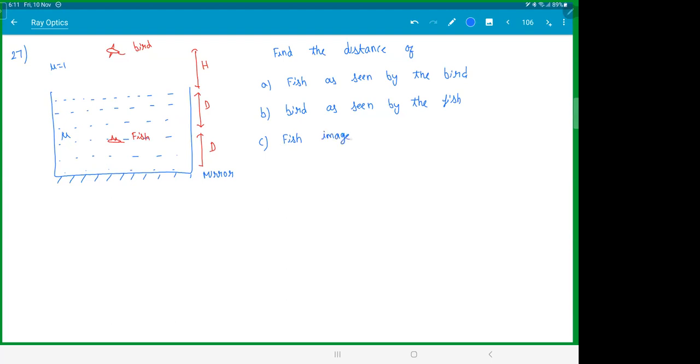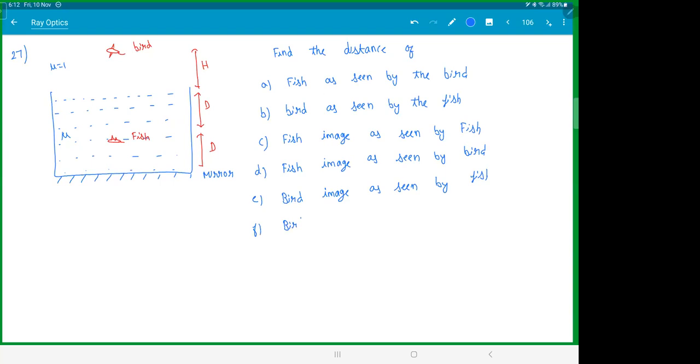Fish image as seen by fish. The fish is looking at its own image. There is a mirror at the bottom, remember? Fish image as seen by bird. So the bird will think actually there are two fishes, one is the image and one is the actual fish. Bird image as seen by fish. So the bird will also have an image. The fish will think there are two birds, one on the top and one at the bottom.